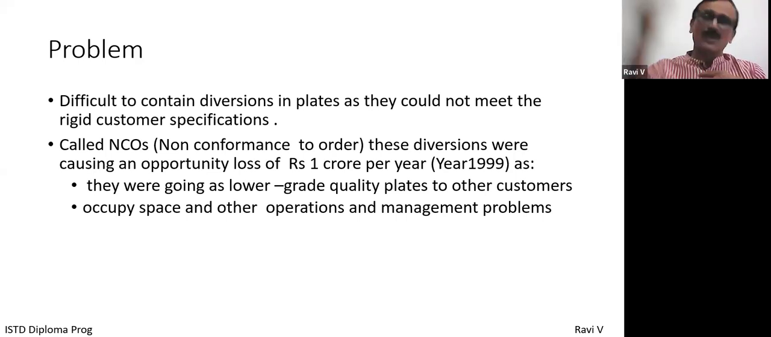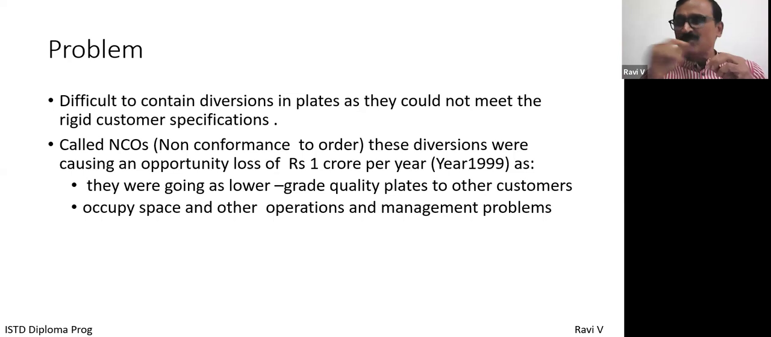A customer orders a plate, but it doesn't conform to the order. Those days, the plate mill was not so automatic like these days. It was semi-automatic, so it was entirely dependent on the skill of the operators in the pulpits and the various places to get that specific thickness and dimensions. But this non-conformance to order was causing an opportunity loss of almost 1 to 2 crores a year.